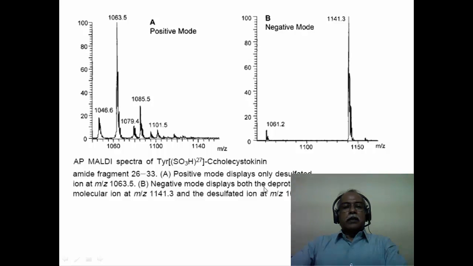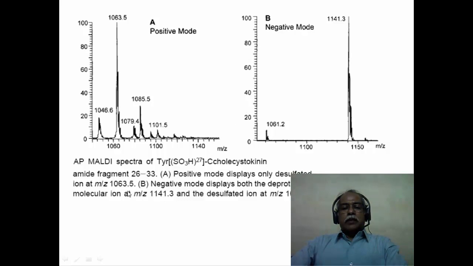So if you look at the positive ion mass spectrum, it is the desulfated ion that has the prominence, whereas in the negative ion mass spectrometry, the deprotonated species is what is seen as 1141. So this essentially illustrates the use of atmospheric pressure MALDI spectrometry in the positive ion mode as well as in the negative ion mode.